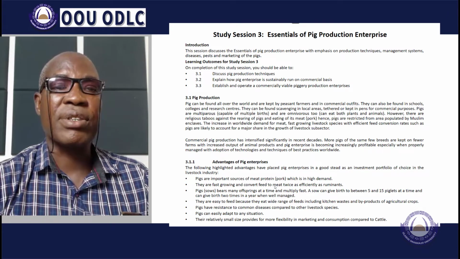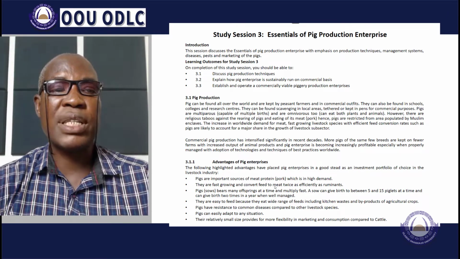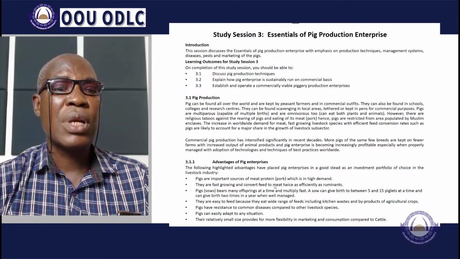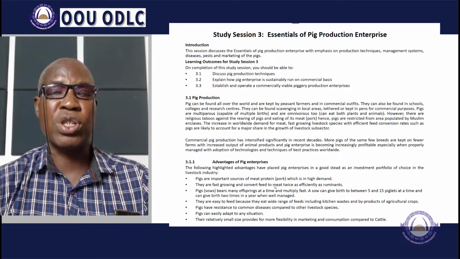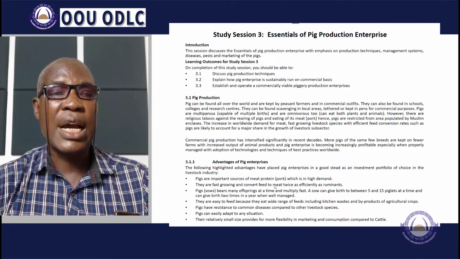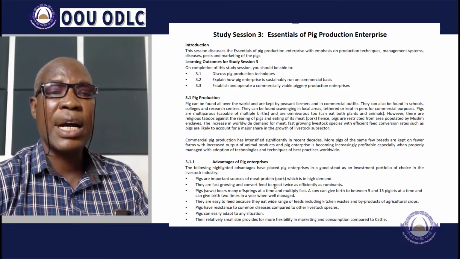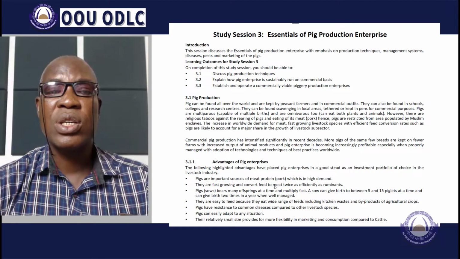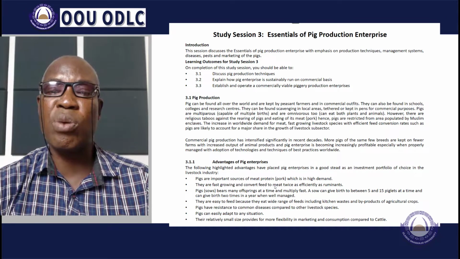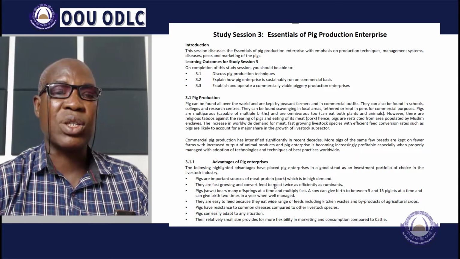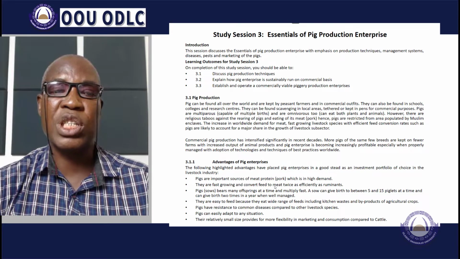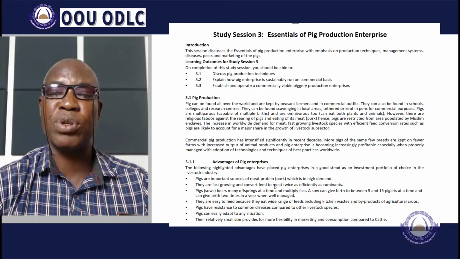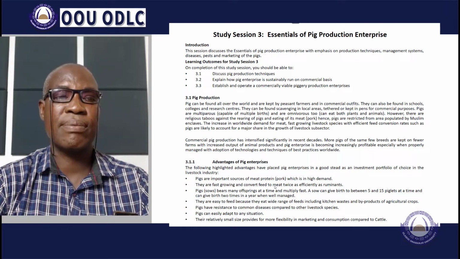In this our section 3, it is expected of us, as learning outcomes, one, to know pig production techniques; two, to explain how pig enterprises are sustainably run on a commercial basis; and thirdly, to be able to establish and operate a commercially viable pig production enterprise.